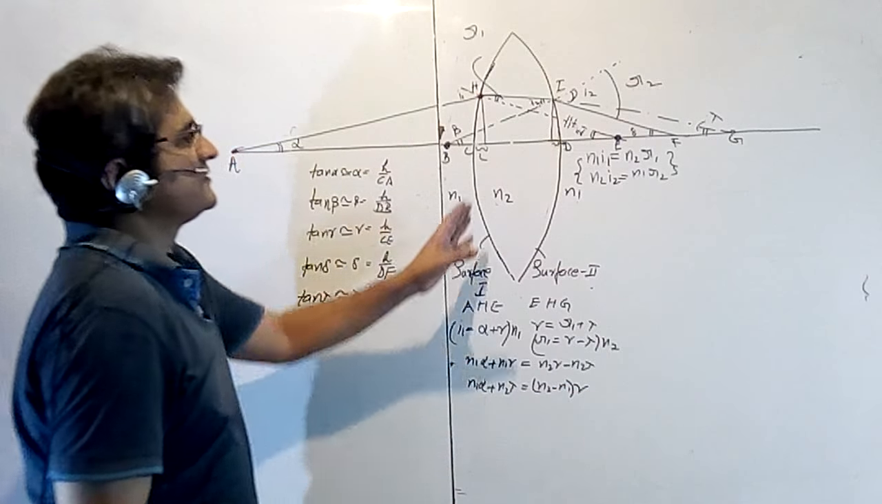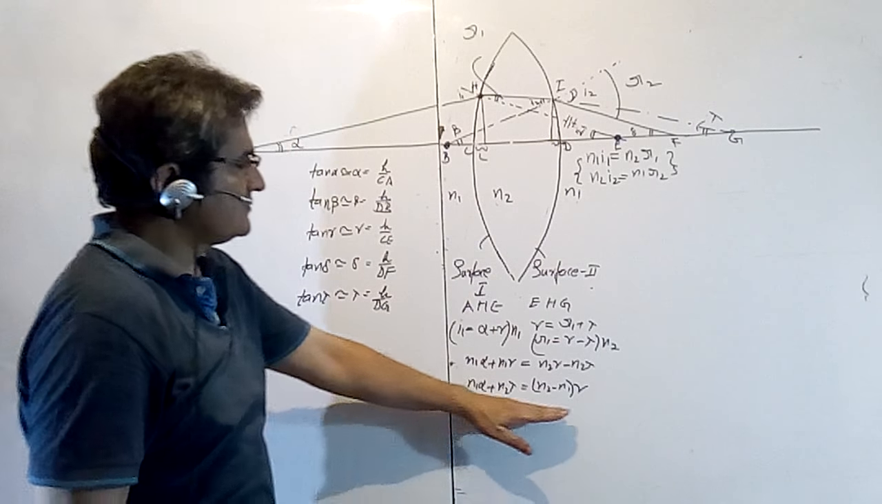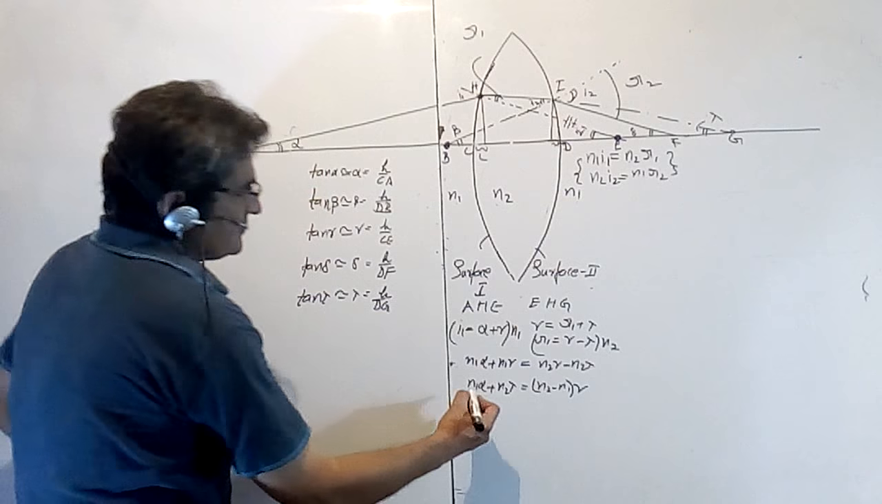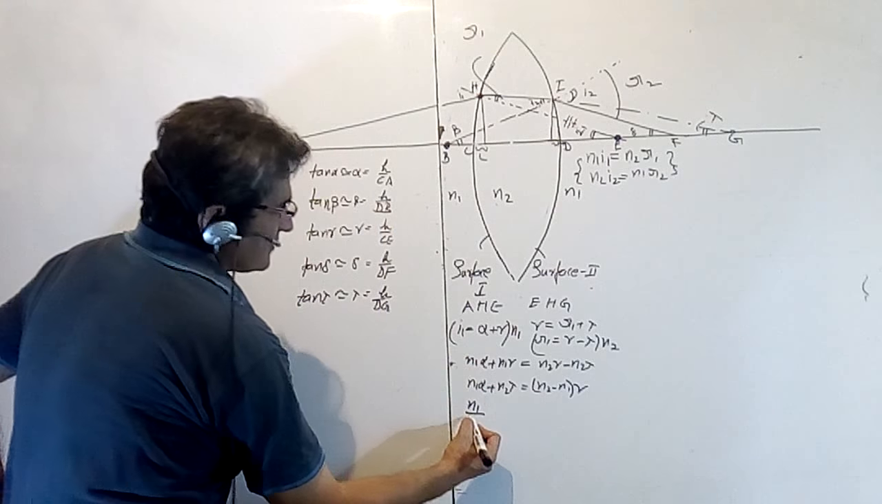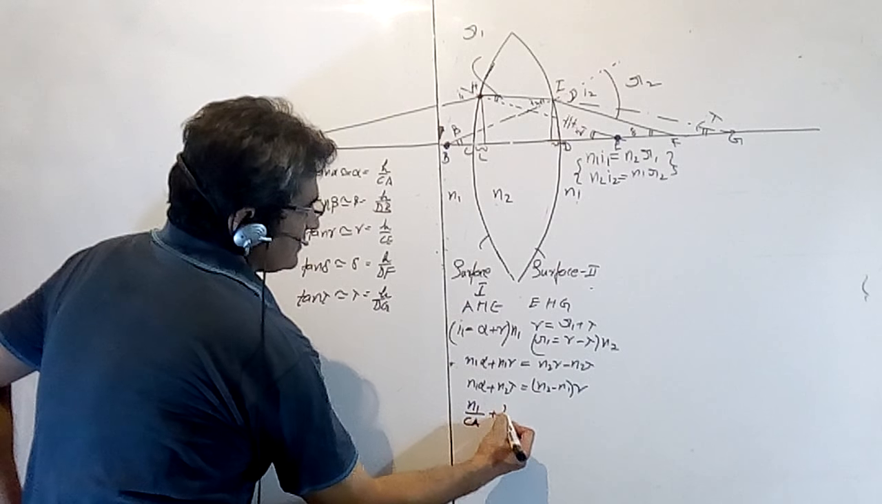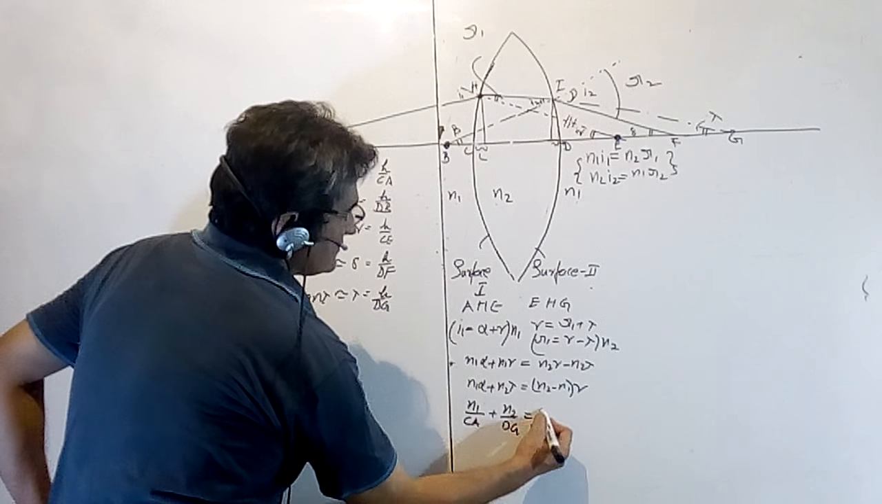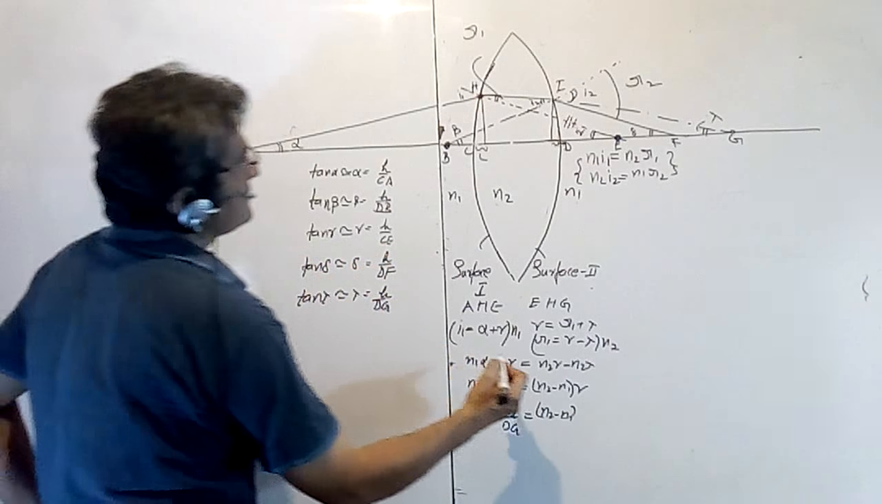Take the gamma on one side. Gamma pertains to the radius, so take that on one side. So this equation is done. If you want, you can write the angles now also. H is common, so I'll cancel it straight away. N1 upon alpha, I'll write CA, plus N2 upon DG, is equal to N2 minus N1 upon gamma, and gamma is CE.